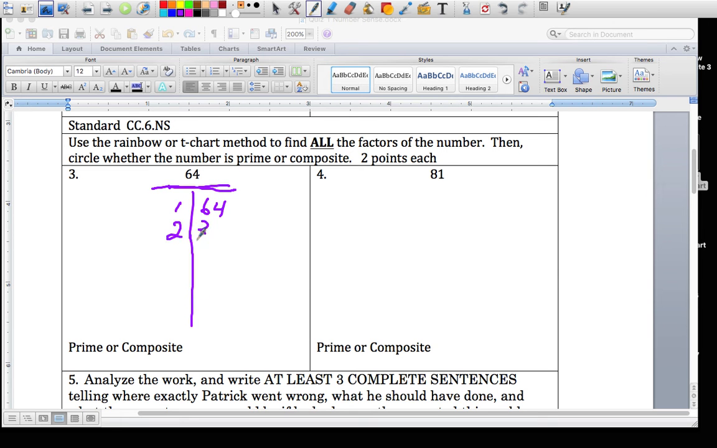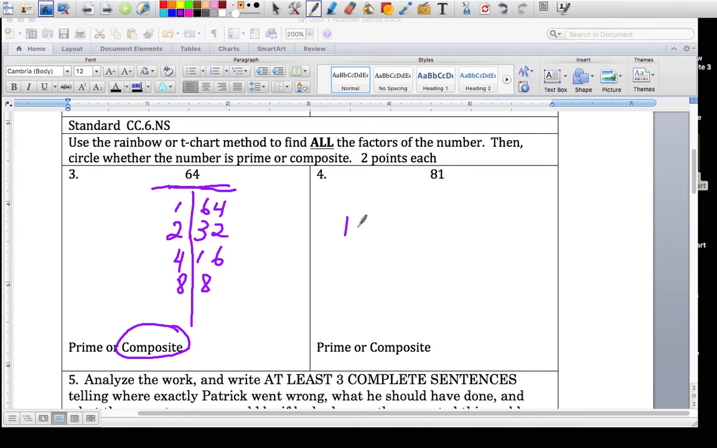2 and 32, 3 it's a no, 4 is a 16, let's see, 4 times 6, 24, yes, 5 is a no, 6 is a no, 7 is a no, 8 is a yes, 8 and 8, 9, no, 10, and we're done. Noticing that we have 1, 2, 3, 4, 5, 6, 7, 8 factors, that makes it a composite. More than 2 factors makes it composite.